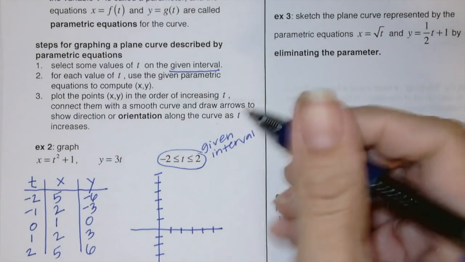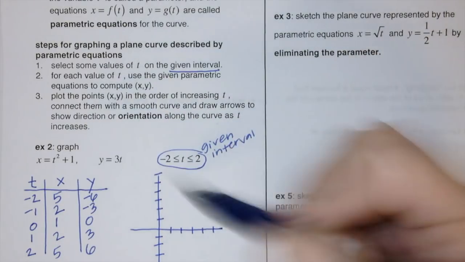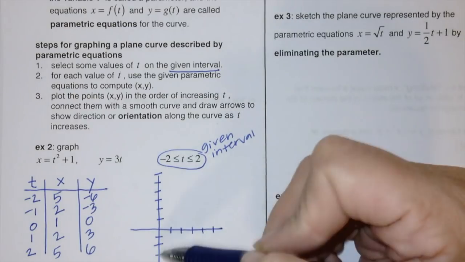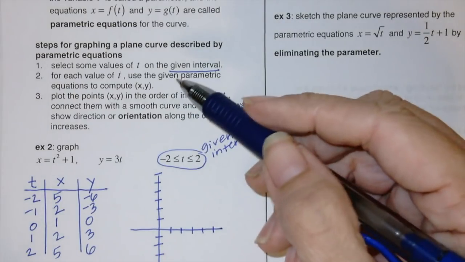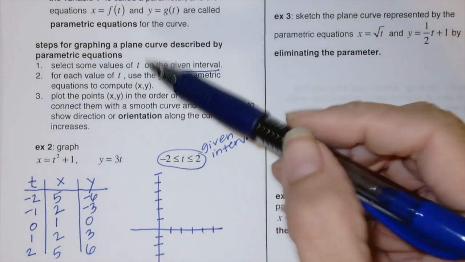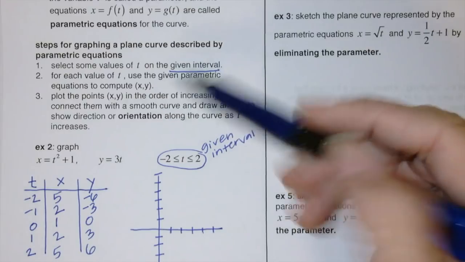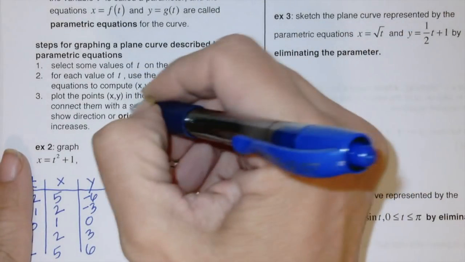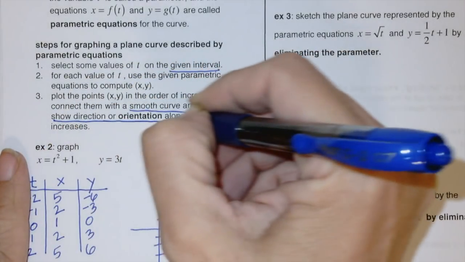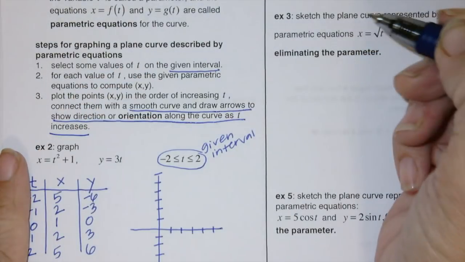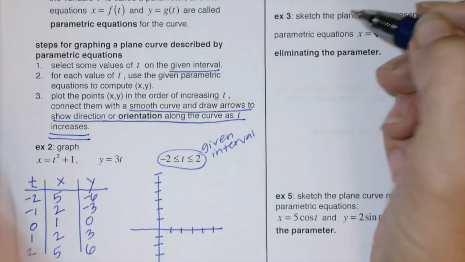Okay, so we're going to plot these points now. Notice when I plot the points, I'm plotting on a rectangular grid, so I'm not necessarily going to be seeing t in here, but I'll show you what I do to help out. So we're taking care of step 2 right now. We computed that, and actually we're on step 3 where we're going to be graphing. If you notice, it says connect them with a smooth curve and draw arrows to show direction or orientation along the curve as t increases. So that's super important right there.